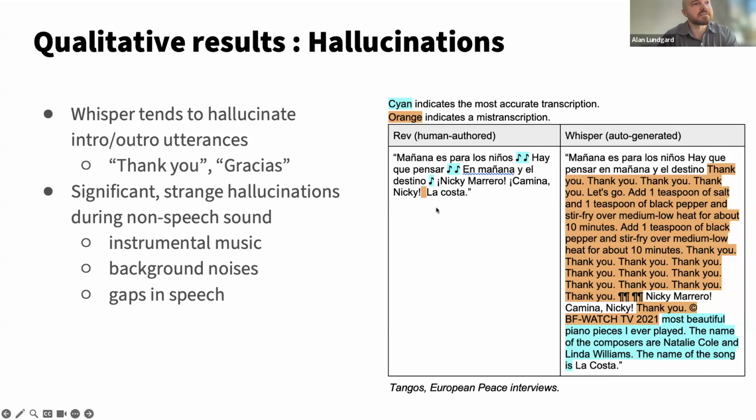So here, for example, during tango music, the human transcriber accurately noted music with the music note icon, whereas Whisper appears to hallucinate cooking recipe, which is delicious but erroneous and would need to be manually corrected. That said, Whisper then went on to correctly transcribe the English language content that was missed by the human transcriber.